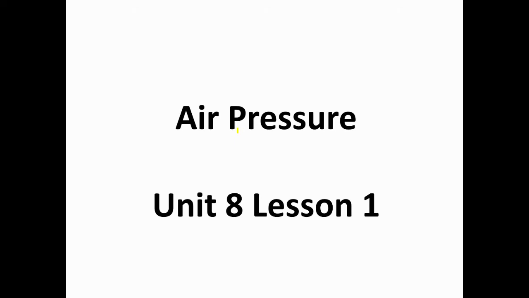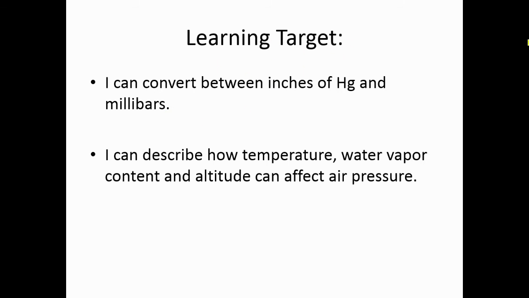So today for air pressure, we want to convert between inches of mercury, Hg, okay, is mercury, and millibars, which is another unit of measurement for air pressure. And then we want to describe how temperature, water vapor content, and altitude can affect air pressure. So there's going to be 3 things that we're talking about today, and we need to be able to explain how those 3 things are going to affect our air pressure.